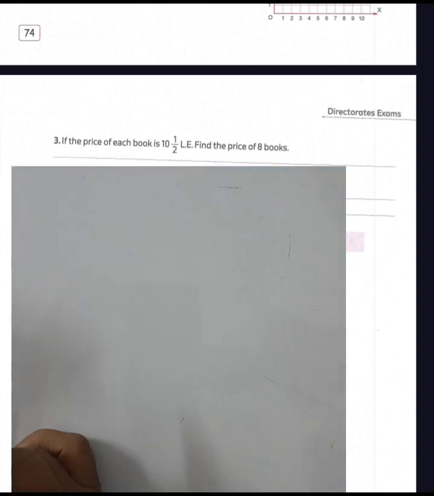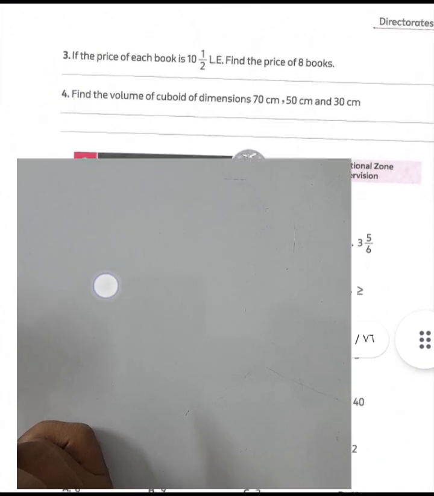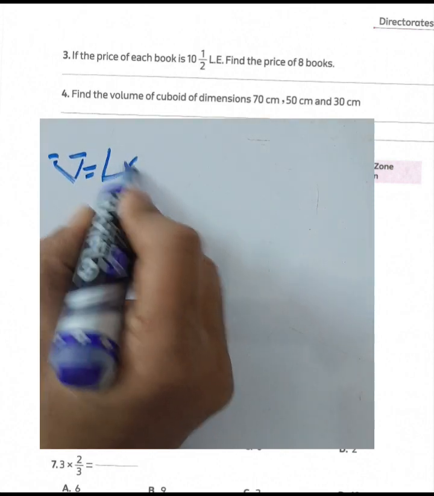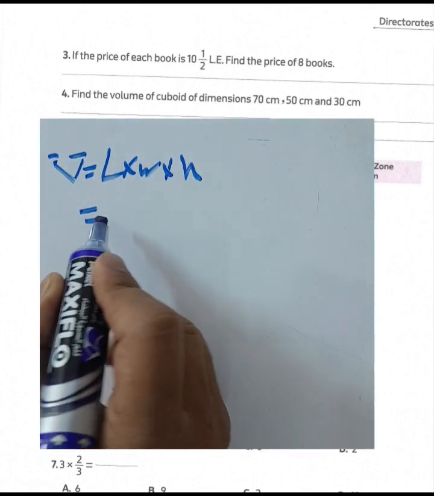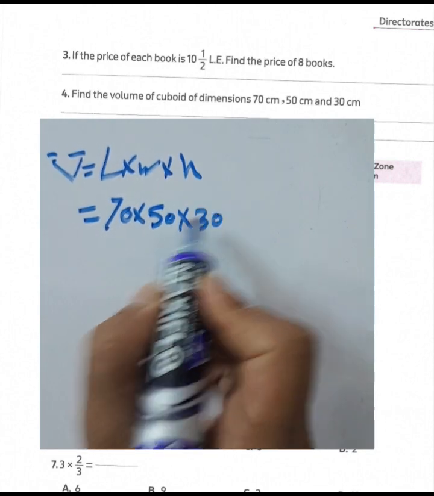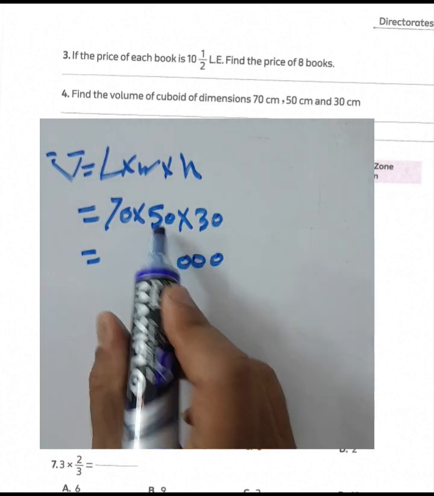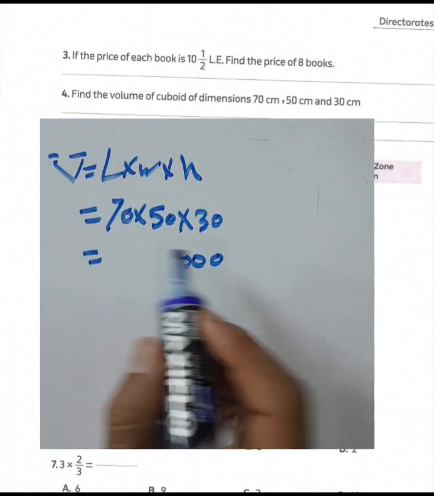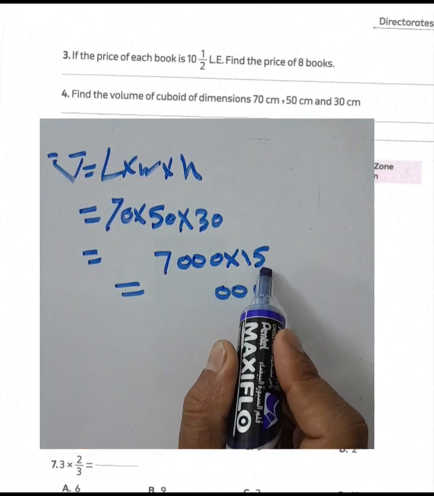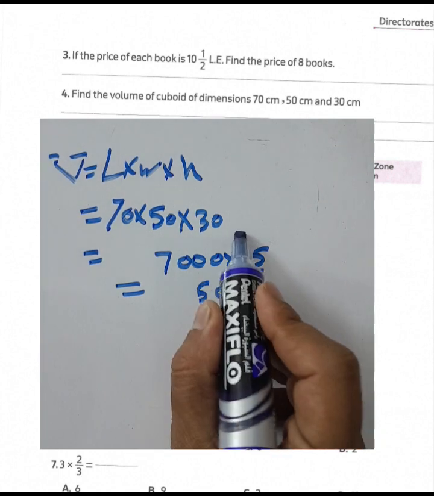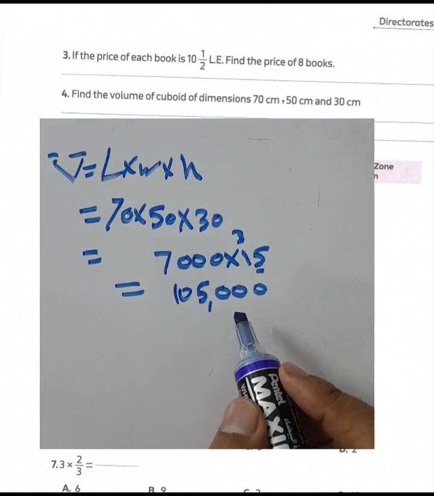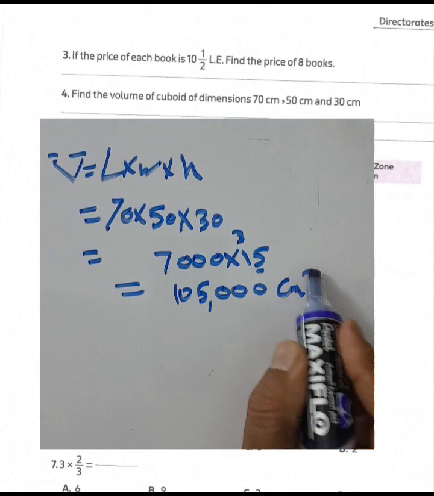Next example. Find the volume of a cuboid with dimensions 70, 50, 30. We can write the volume equals length times width times height. Dimensions 70 here and 50 and 30. 3 times 5 equals 15. 15 times 7. 5 times 7 equals 35. Write 5 and carry 3. 1 times 7 equals 7 plus 3 equals 10. Then the result will be 105,000 cubic centimeters.